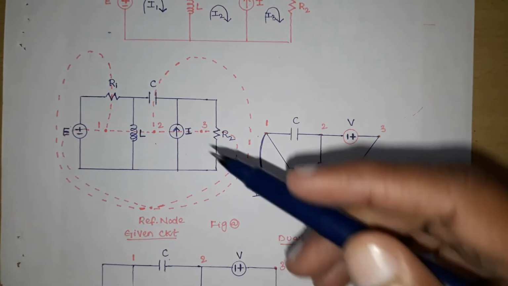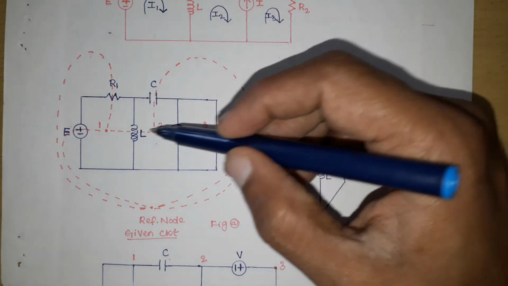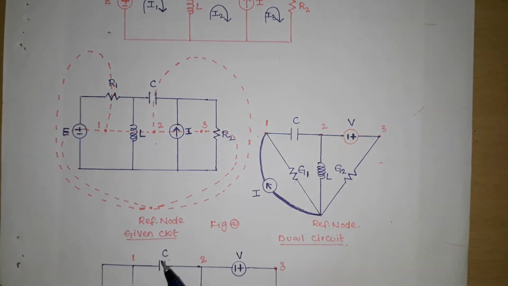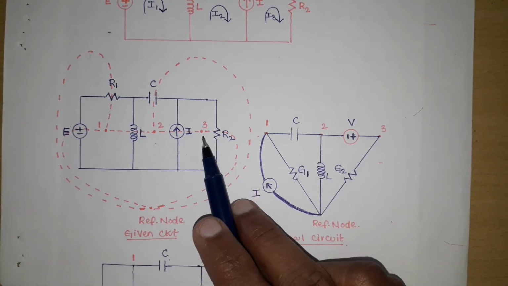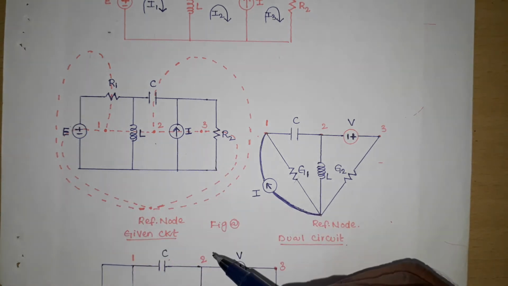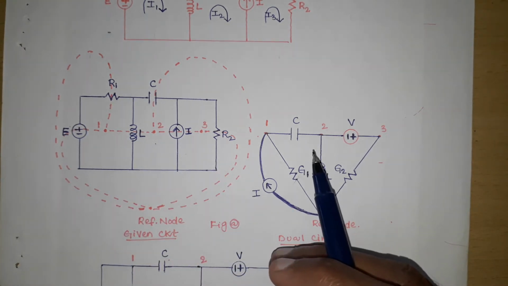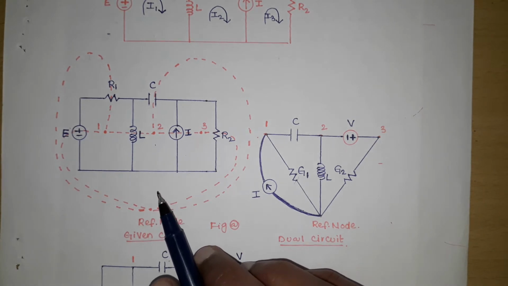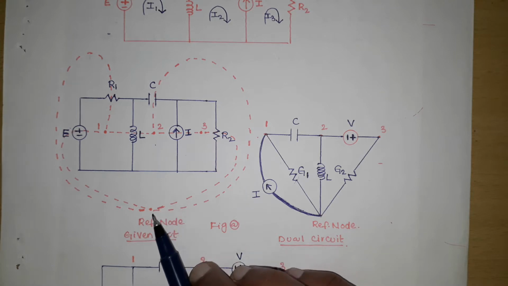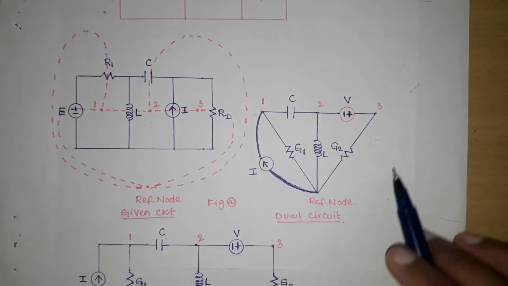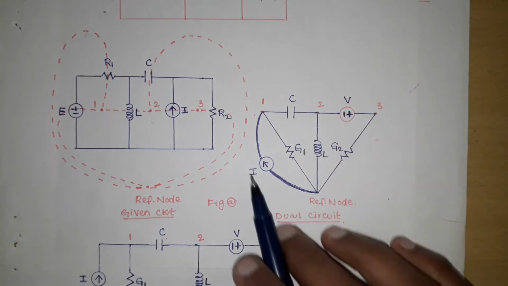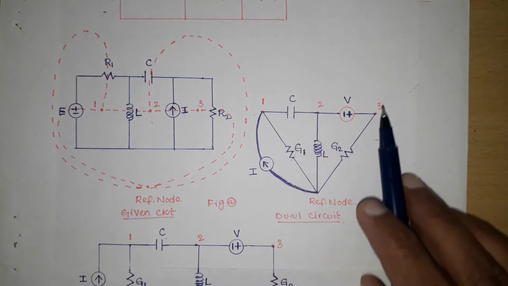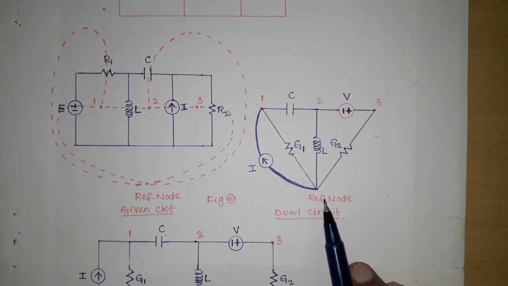The procedure says first we have to keep dots in each mesh and one reference dot outside the circuit. So 1, 2, 3. There are 3 meshes, 3 loops. So we have to take a dot at the center of each mesh and one dot away from the circuit, so outside the circuit. In the dual circuit, in the empty space, we have to take the corresponding 3 nodes 1, 2, 3 and one reference node like this.